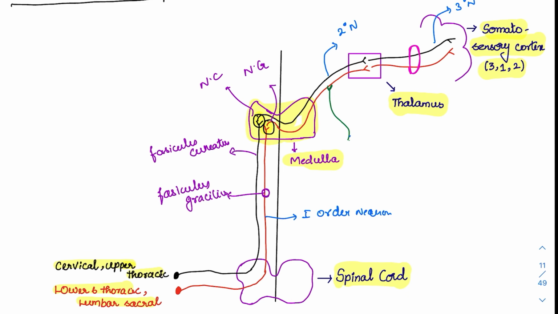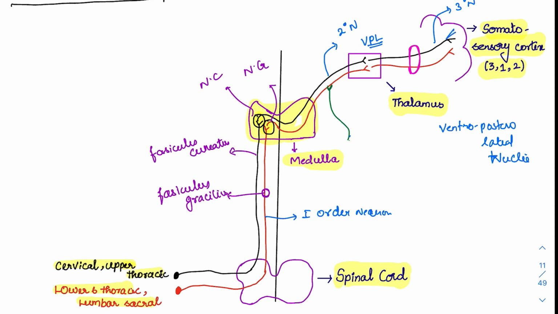Which part specifically in the thalamus? In the thalamus, there is a particular part called VPL. What is this VPL? Both the dorsal column as well as the ventrolateral spinothalamic tract also go through the VPL. VPL is nothing but the ventroposterolateral, sorry, not tract, it is a nuclei. Ventroposterolateral nuclei. And from there, they will go to the somatosensory cortex.